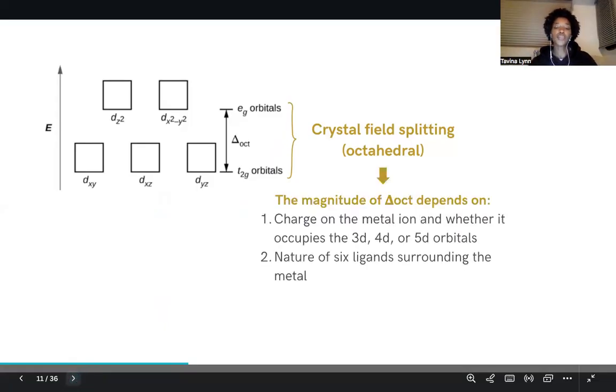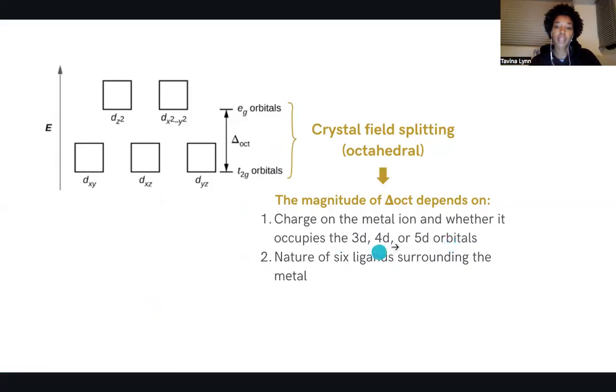The magnitude or the value of this crystal field splitting will depend on a few factors, right? It depends on the charge on the metal atom, which d orbitals the electrons occupy, and it also depends on the nature of the 6 ligands surrounding the metal.